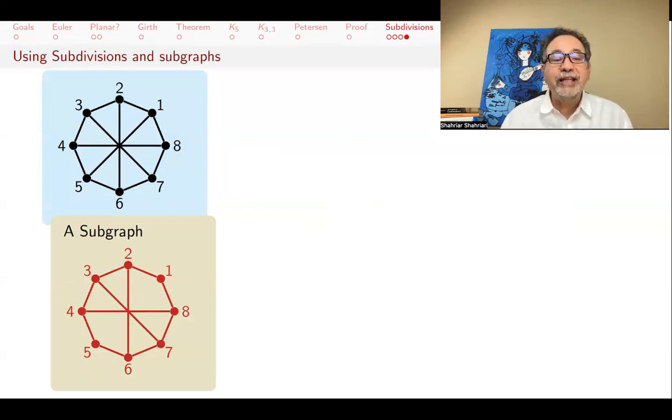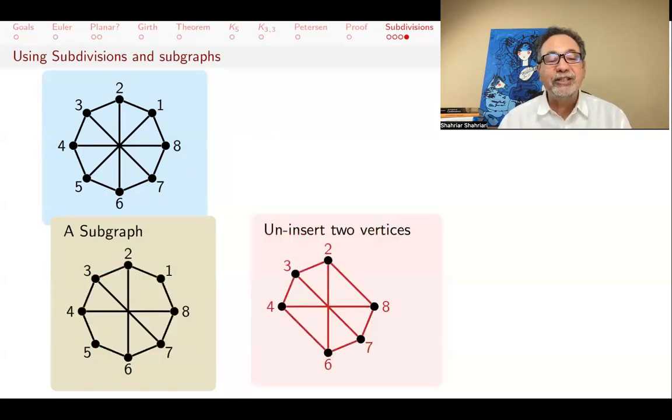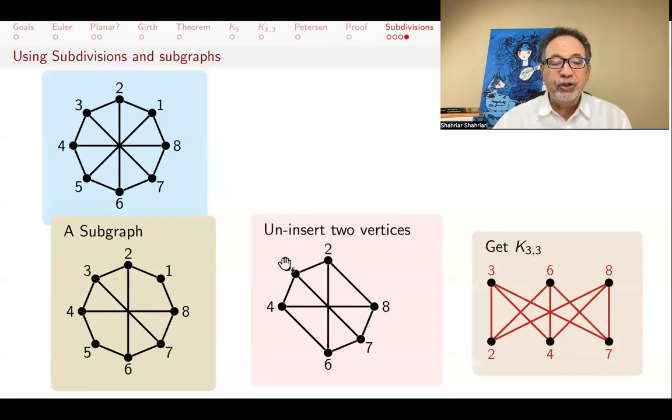Then I'm noticing that, oh, look, the vertex 1 and the vertex 5 are just insertions of a vertex on an edge. And so I can uninsert them. If I uninsert them, then I get this graph. Okay. And now this subgraph, the second graph that I had, is a subdivision of this new graph. But then if I look hard enough at this new graph that I've got, K33. If I put 3, 6, and 8 on one side and 2, 4, and 7 on the other, then I have a complete bipartite graph on 3 and 3 vertices.